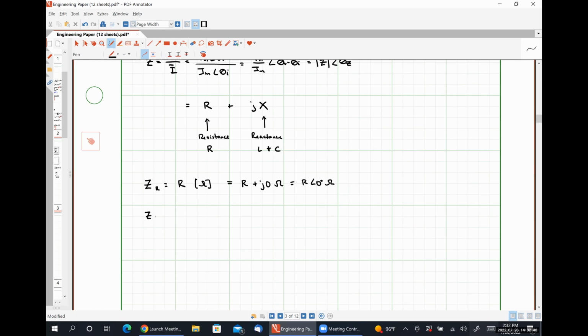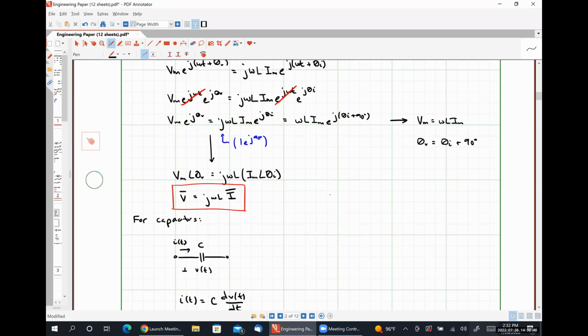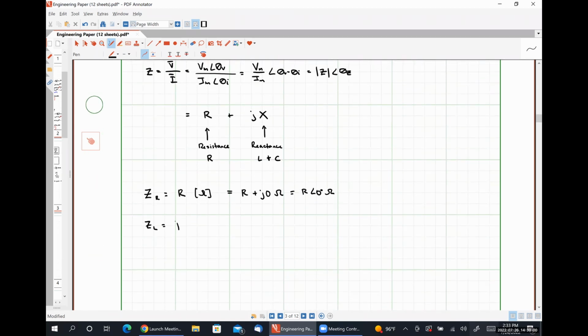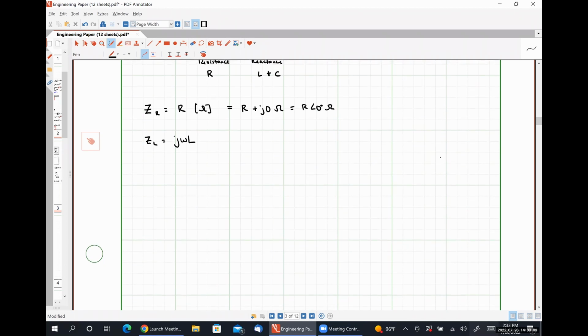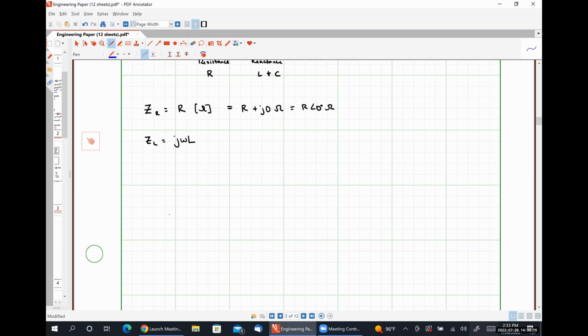For an inductor, if we scroll back here, if we divide our phasor voltage V by our phasor current I, what we're left with is J omega L. From that, the impedance of an inductor is J omega L. I'm going to come down here a little bit, and we're going to play with these units, okay? So omega has units of radians per second.